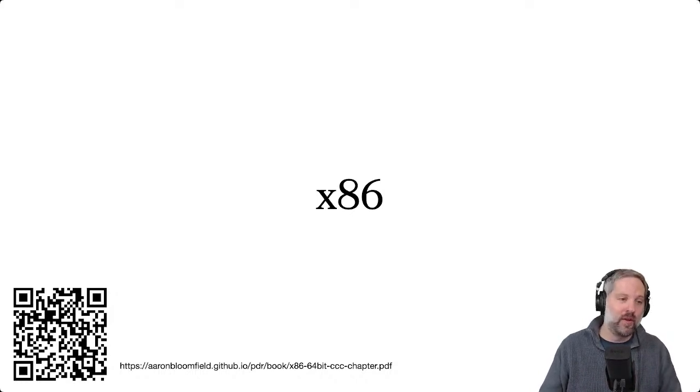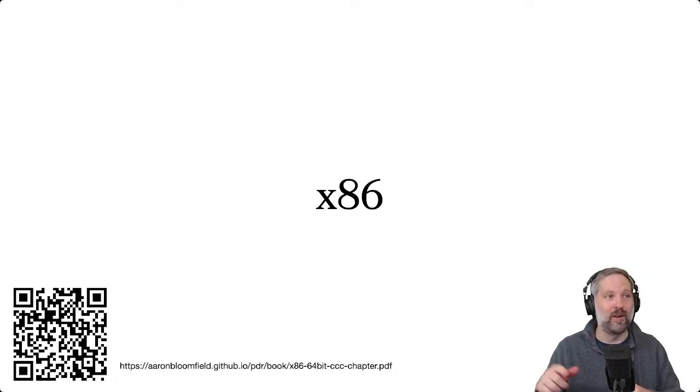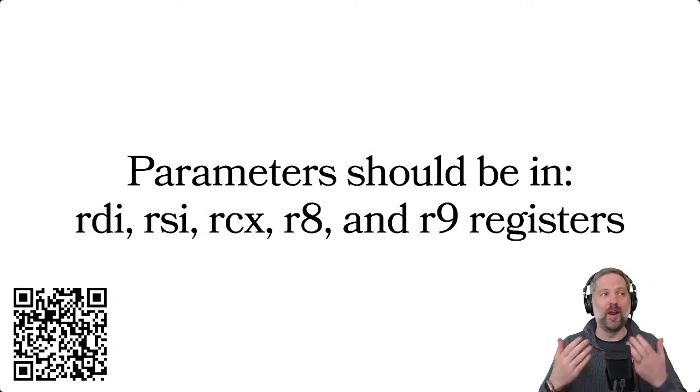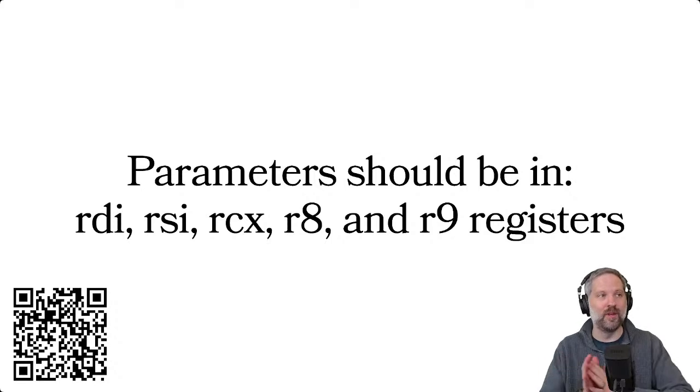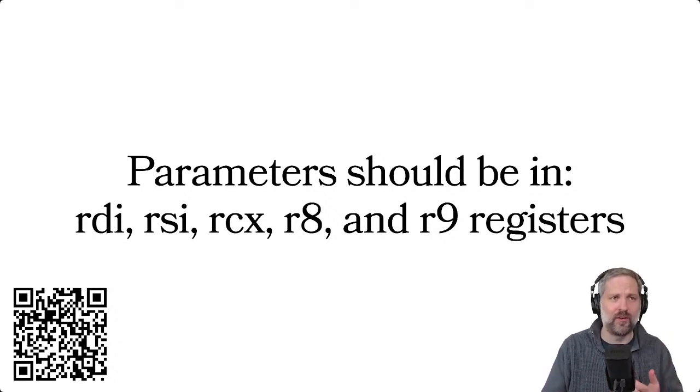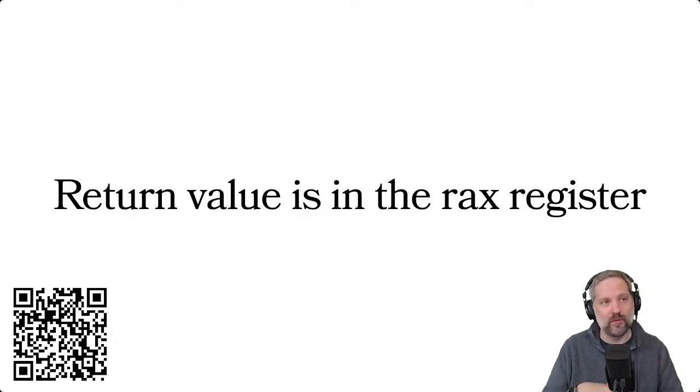So for example, x86 machines have their own calling convention. I've linked to a PDF on the calling convention here at the bottom. I find this really, really handy, especially when working with YJIT or any type of compilers. Basically, the calling convention for x86 says that parameters should be placed in certain registers. So, for example, the first parameter needs to be in the RDI register, the second parameter needs to be in the RSI register, etc. And then the x86 calling convention says that the return value is in the RAX register.